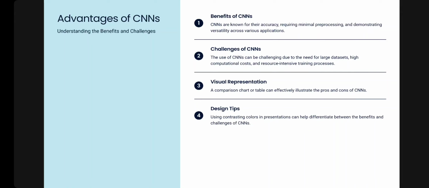So what are the challenges of CNN? There are a lot of challenges, due to the need for large data sets, high computational cost, and resource-intensive training processes. So large-scale CNN applications can only be done by companies, not by individuals, because it takes a lot of investment. But nowadays people are going towards cloud applications of CNN, so people can use CNN for a minimal cost and train their data sets. So yeah, this is basically the advantages and challenges of CNN.